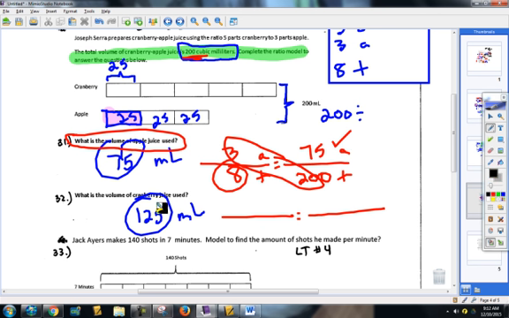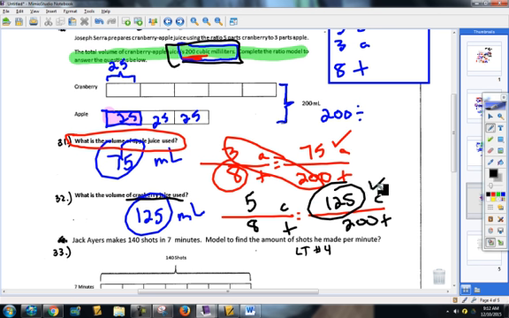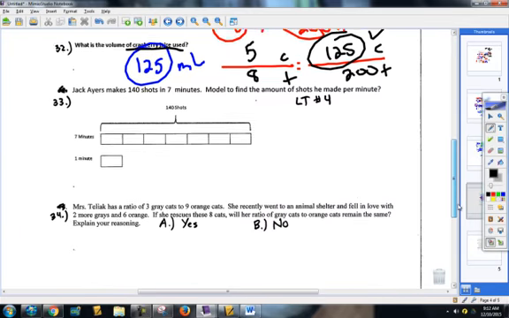Okay? Down here, it's giving me cranberry juice, and obviously it gave me a real total. So this is going to be 5 to 8. And then 200 would go here. Cross multiply and divide. You would get 125. Check. So we just confirmed what we already knew. Everybody good with that? Okay.